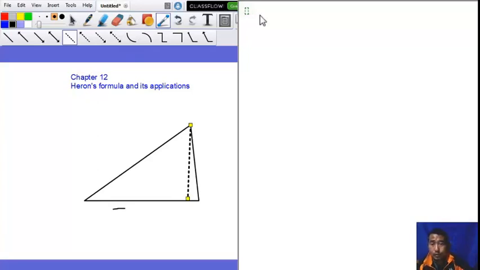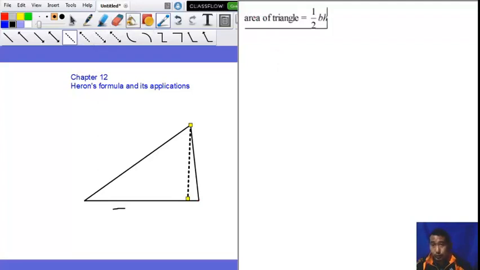So in class 8 you have learned like this: area of triangle equals 1 by 2, half base into height. This is what we have learned in class 8. What if we do not know the base and the height? Can we find the area of the triangle? That's what we are going to learn today.